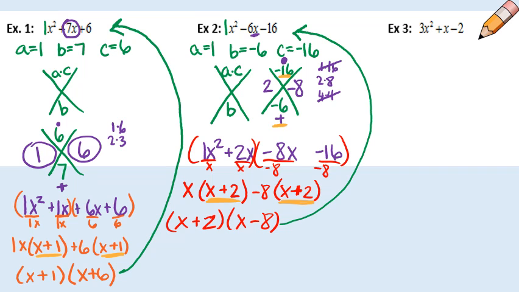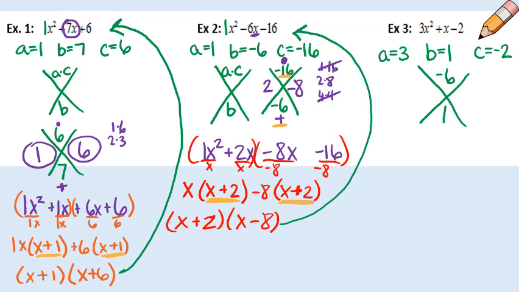Let's take a look at a third example. This third example is unique because I actually have an a value that is greater than 1. This time my a value is 3, my b value is 1, and my c value is negative 2. Let's set up our template. A times c goes on top, therefore negative 6. Your b value goes in the bottom.